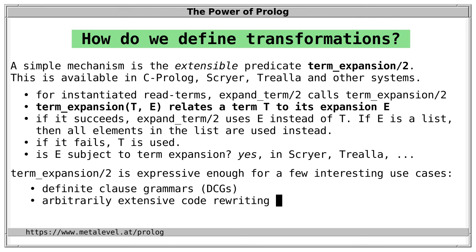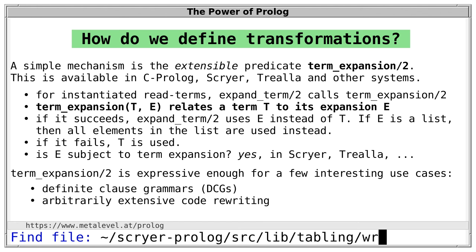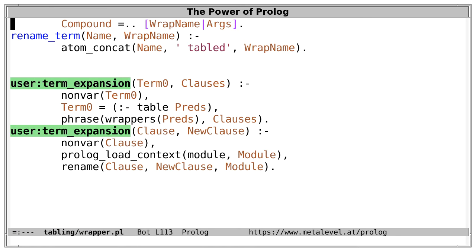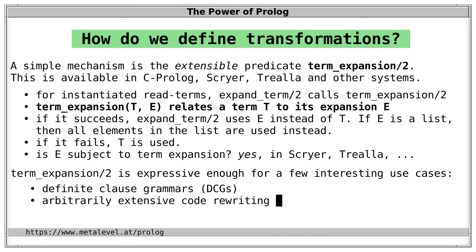We can implement arbitrarily extensive code rewriting also beyond DCGs for any Prolog code. For instance, tabling SLG resolution can also be implemented with term expansion, among other mechanisms. Again, with rules defined in the user module. And here we see an expansion rule for a directive, the table directive. The other rule is for other types of clauses, and it performs quite extensive renaming of goals. See the source code for more information. So tabling is an example for this.